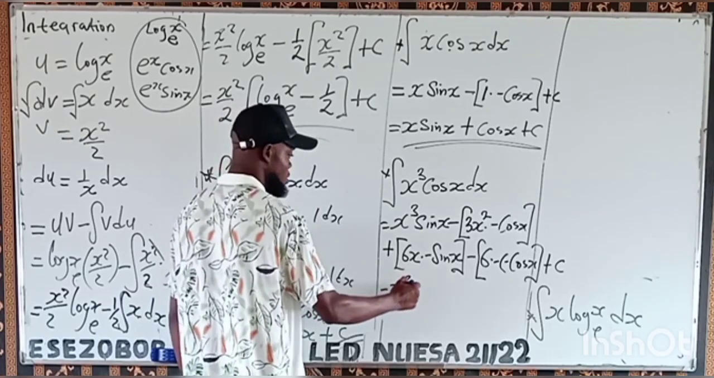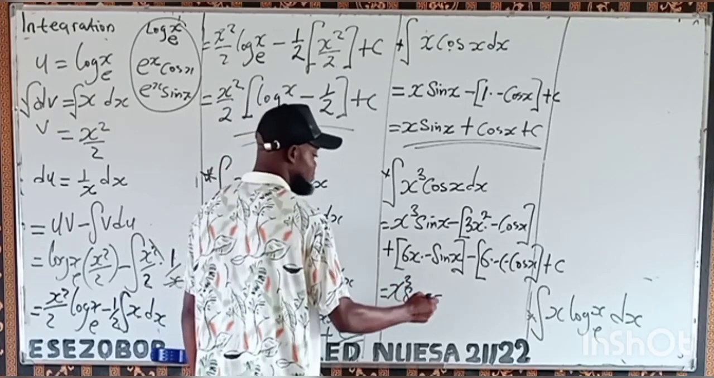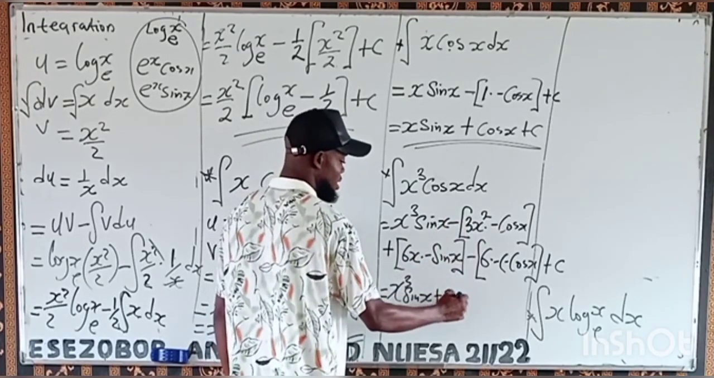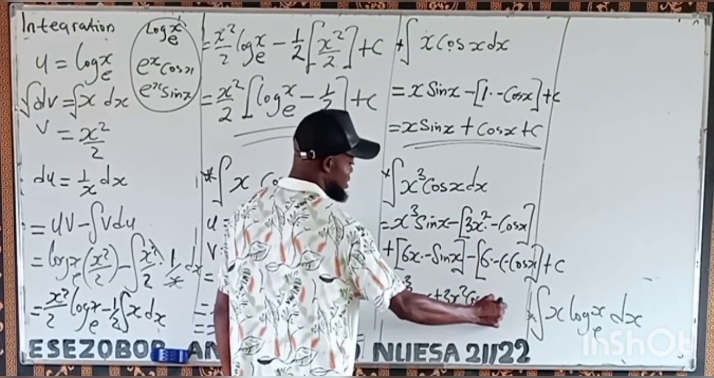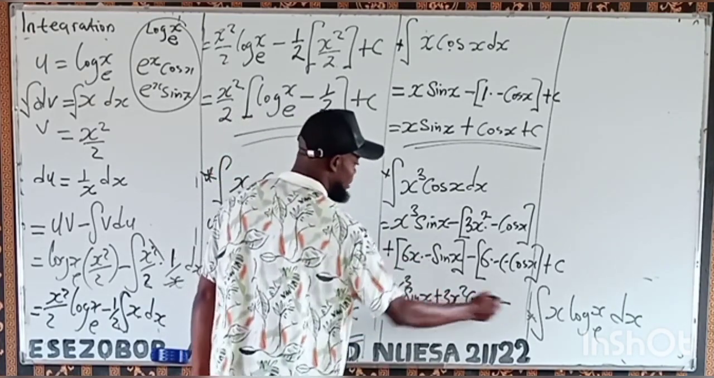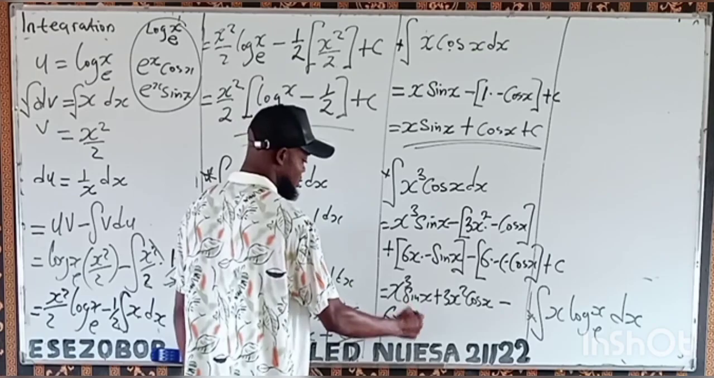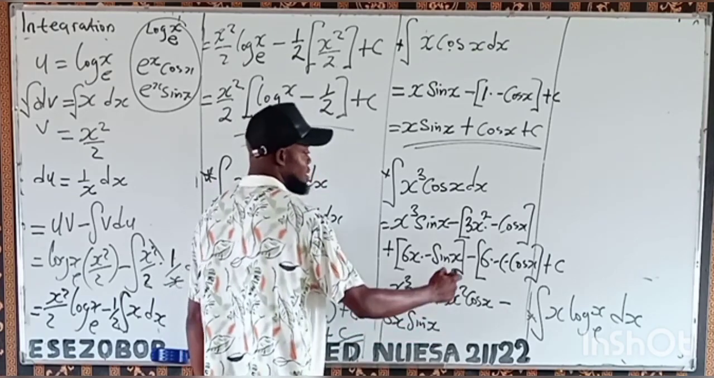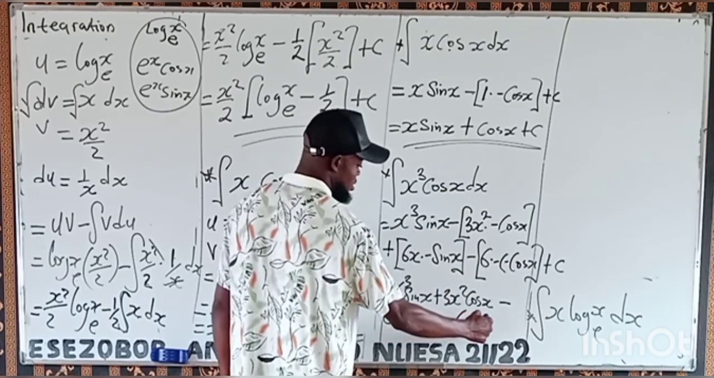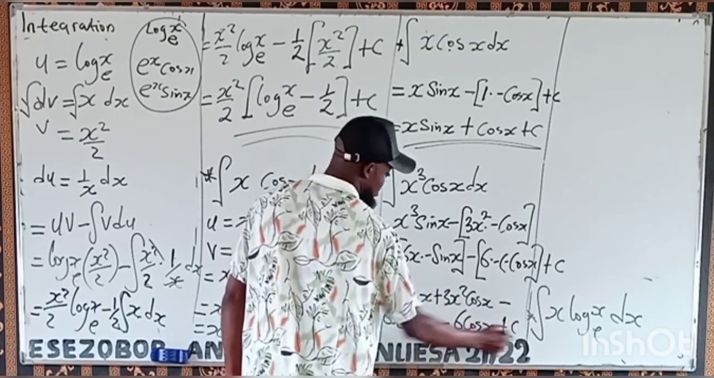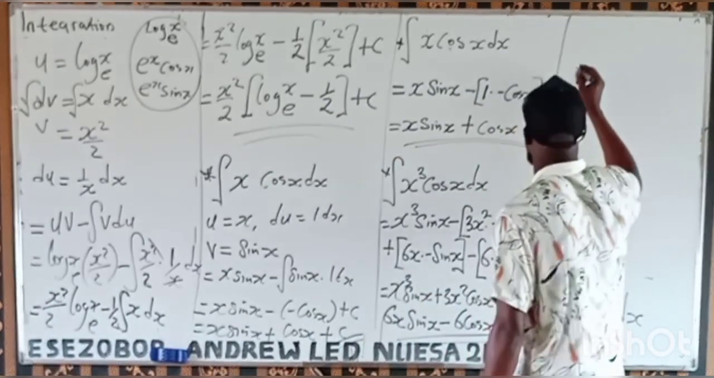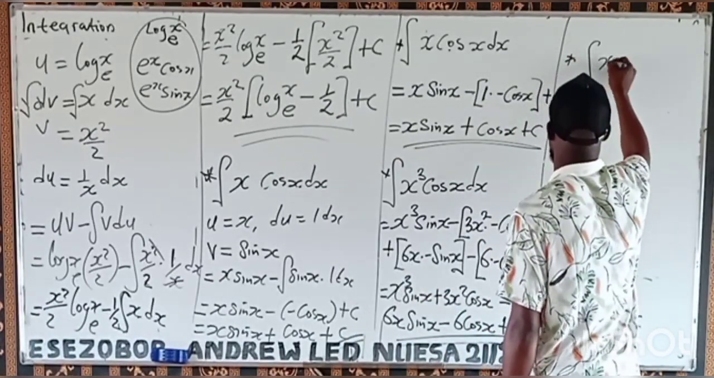I have x cubed sin x minus times minus plus 3x squared cos x. Then this one minus times plus minus 6x sin x. Then plus minus times minus plus minus 6 cos x plus c. That becomes the answer. So, lastly, we can do this integral: x squared exponential x.